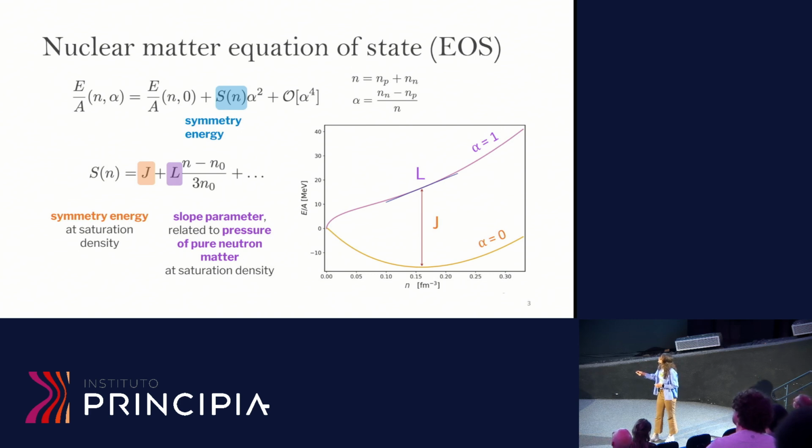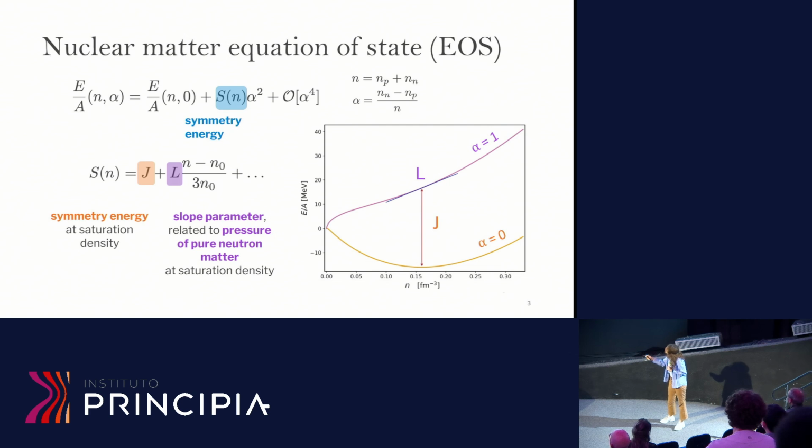So we look at the energy per nucleon as a function of the total density, so density of protons plus density of neutrons, and as a function of alpha. This is an asymmetry parameter that takes into account the difference between density of neutrons and density of protons. In particular, the first term that contributes to the energy per nucleon is the case in which alpha is equal to 0, that you see here. So the equation of state of symmetric nuclear matter, density of neutrons equal to density of protons.